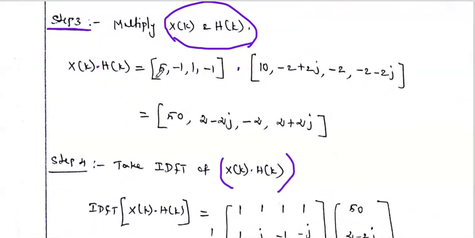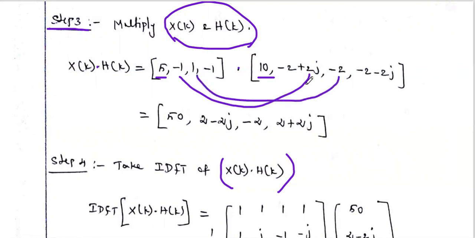So the first element in x of k is multiplied with the first element in h of k. So 5 into 10, 50. Similarly, the second element is multiplied with the second element of h of k, the third with the third, and the fourth with the fourth. So we will get 50, then minus 1 multiplied with minus 2 plus 2j gives 2 minus 2j. Then 1 multiplied with minus 2 gives minus 2. Then minus 1 multiplied with the last element gives 2 plus 2j. So this is the product of x of k with h of k.